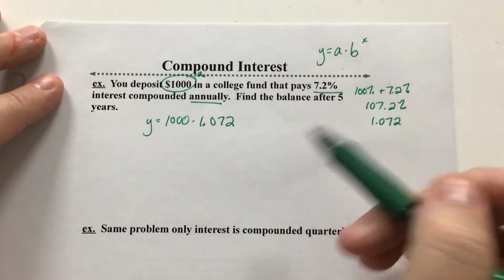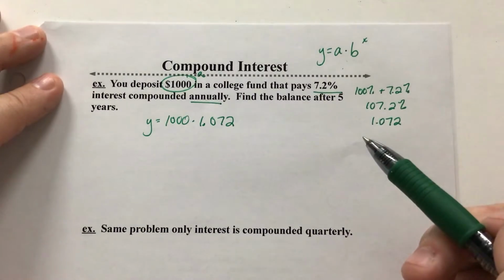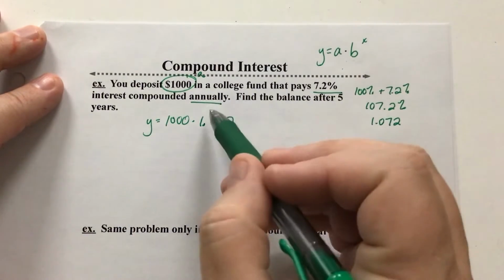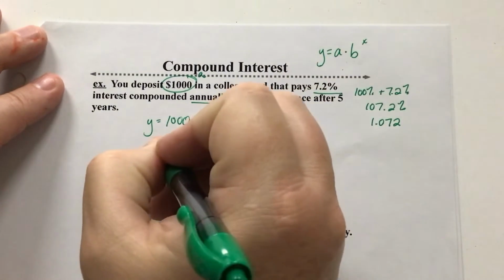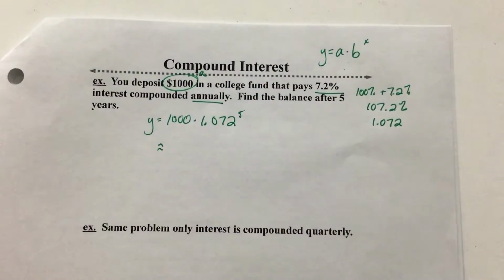Now, how many times am I doing this? 5, because I'm doing it for 5 years. It's annually, so it's once a year. So I'm only doing this 5 times. When you take your calculator, you're going to do 1,000 times 1.072 to the 5th power, and let's round to the nearest cent.